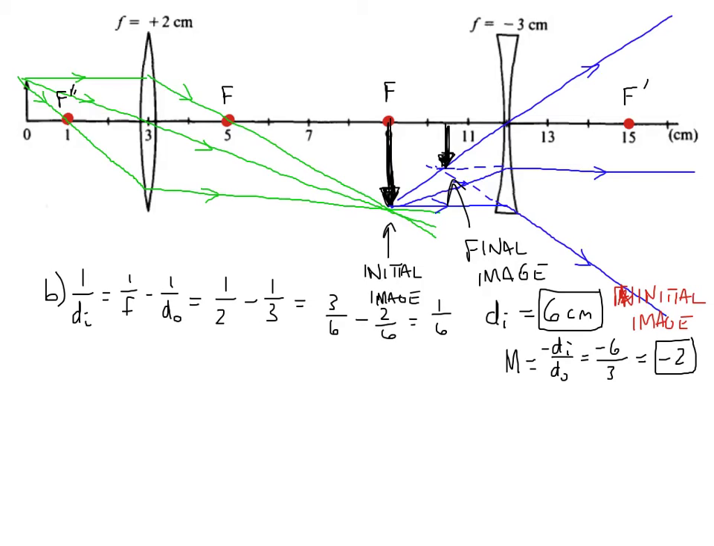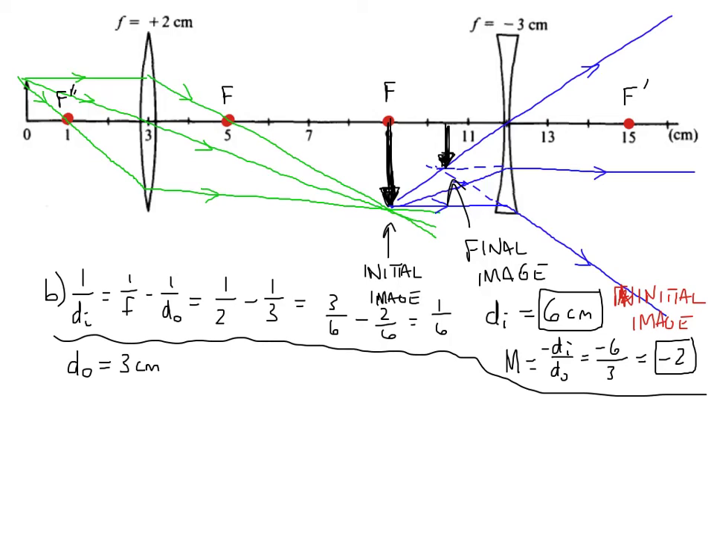So that's not the location and size of the final image, though, so we want to keep going with the equations. So we'll do the next one. Now we're looking at the second lens. The object distance is 3 centimeters away from the lens, and the focal length is given as negative 3 centimeters. So we can solve for the image distance.